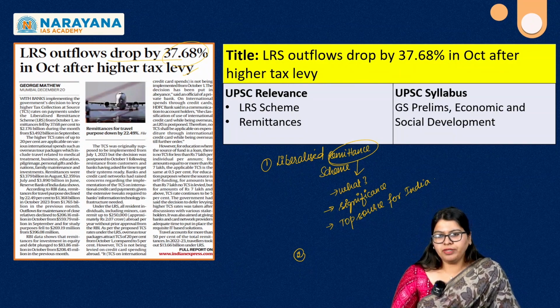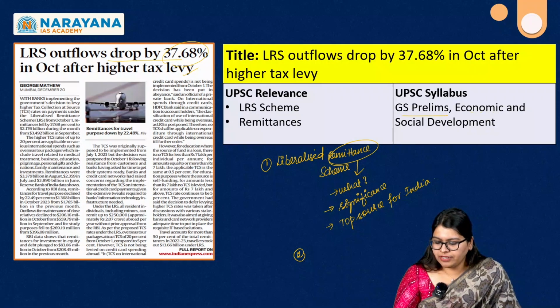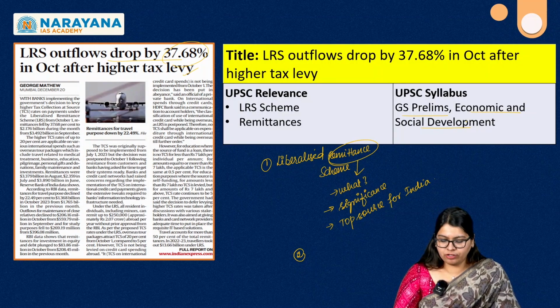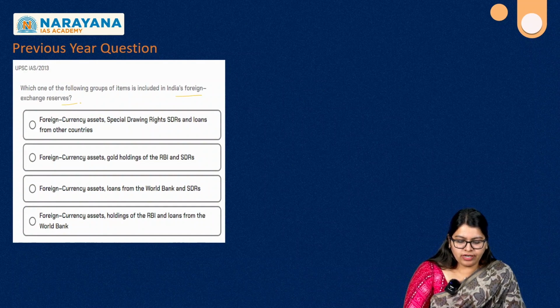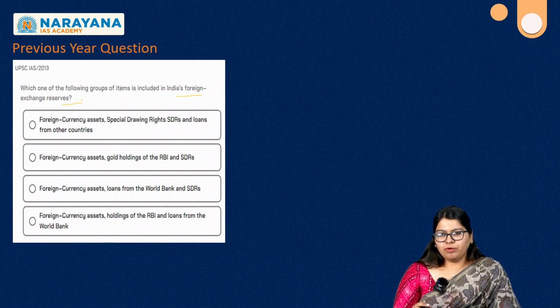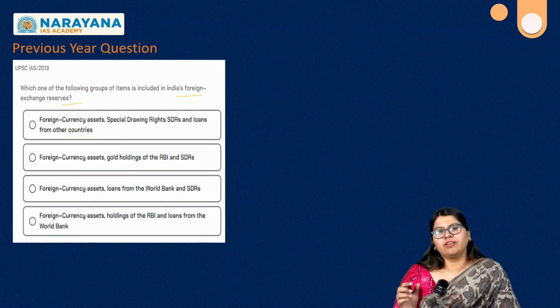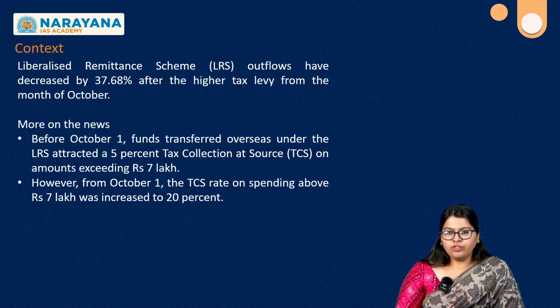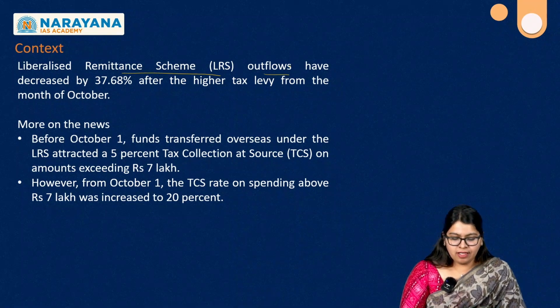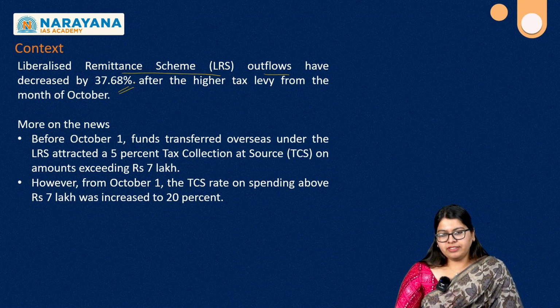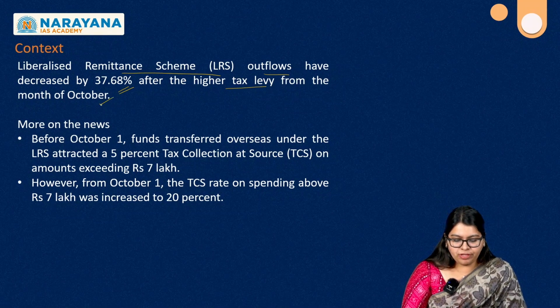So this particular topic becomes relevant for the GS Prelims Economic and Social Development, and as I told you, we'll be discussing the LR scheme as well as the remittances. Moving forward, if we look at a previous year question, there was a question on India's foreign exchange reserves. So economy is an important topic which covers particular schemes and the associated terms that are covered under the scheme. Moving into the news, we will see that the liberalized remittance scheme outflows have decreased by 37.68% after a higher tax levy from the month of October.